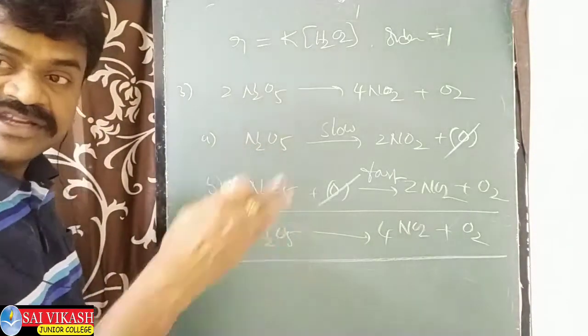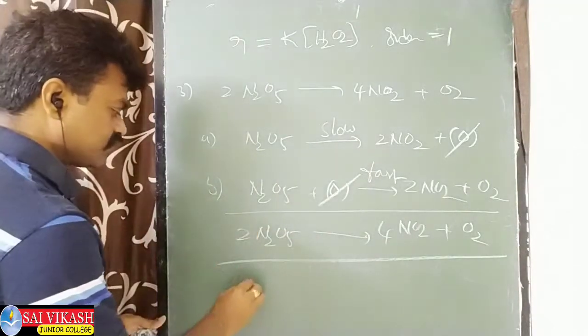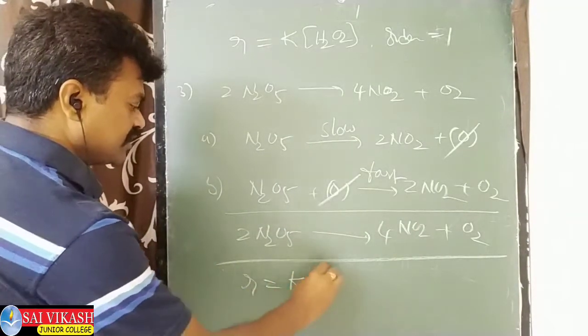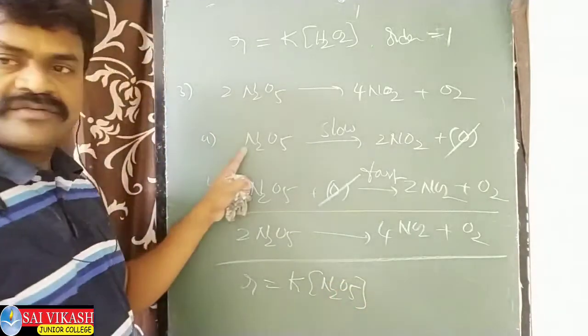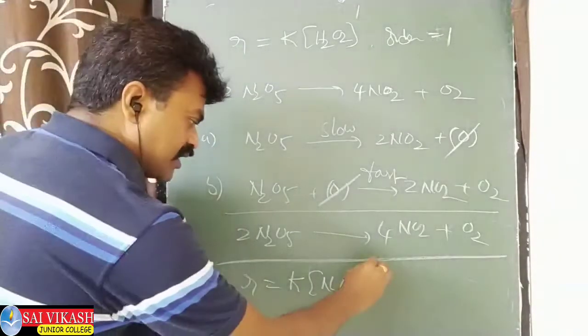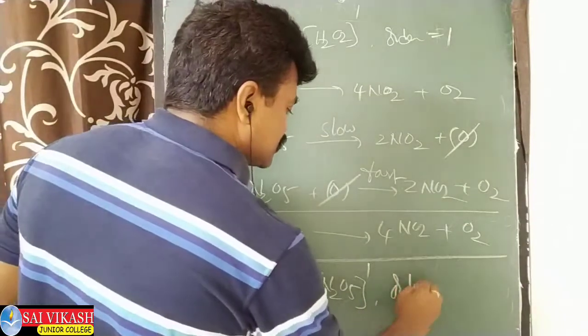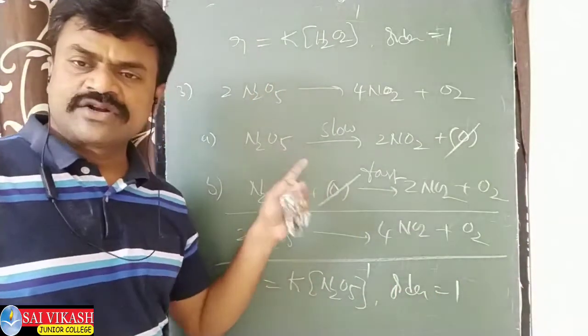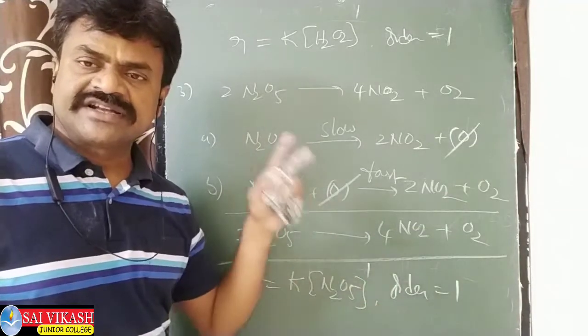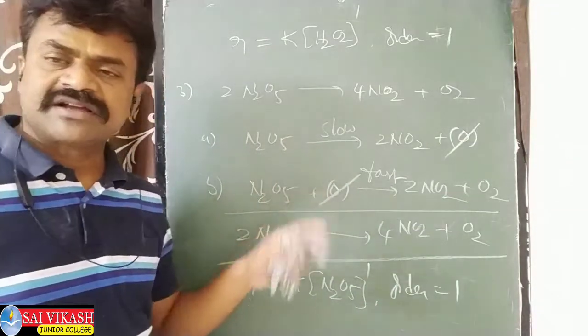Rate means rate equation. So in the rate equation, what happens? R equal to K into molar concentration of N2O5 power 1. So power 1 is this. Here also order equal to how much? 1. So it seems to be second order, actually acting as first order. The reaction mechanism decides it.